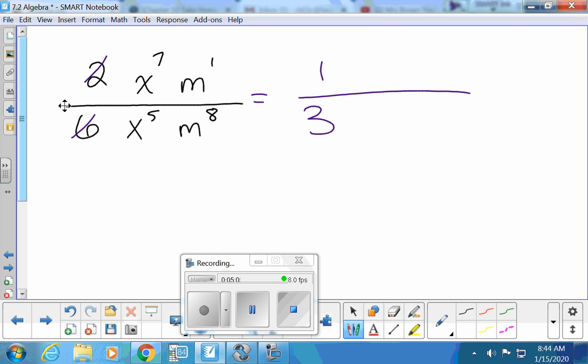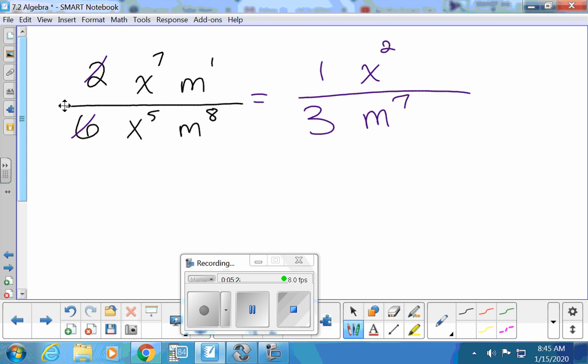So how many x's would I have and where would they live? Good job, and where would they live? On the top, because the bigger one was a 7, and it was on the top. How about our m's? Bigger minus smaller. Put your answer where the bigger lived. It's written m to the 7. M to the 7th on the bottom.